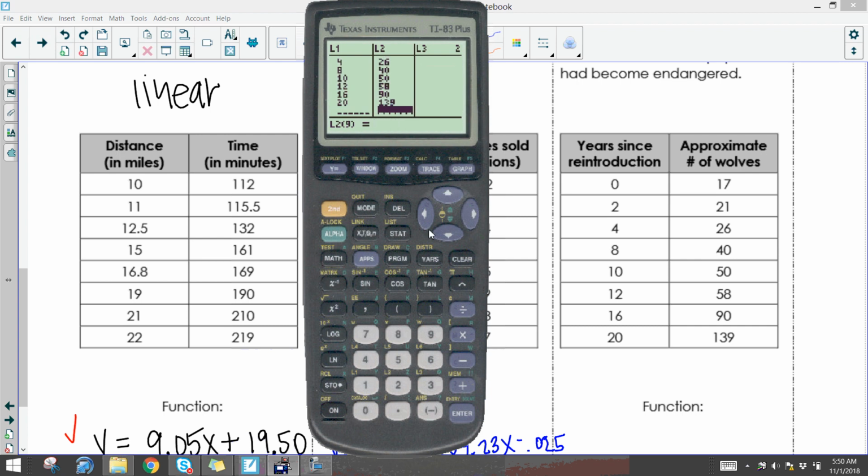All right, so hit zoom, and option number 9 is, oh, let's try that again. Option number 9, why do you hate me? Oh, I know why. I got excited. We have to turn our stat plot on. So that's what happens when you make a mistake.